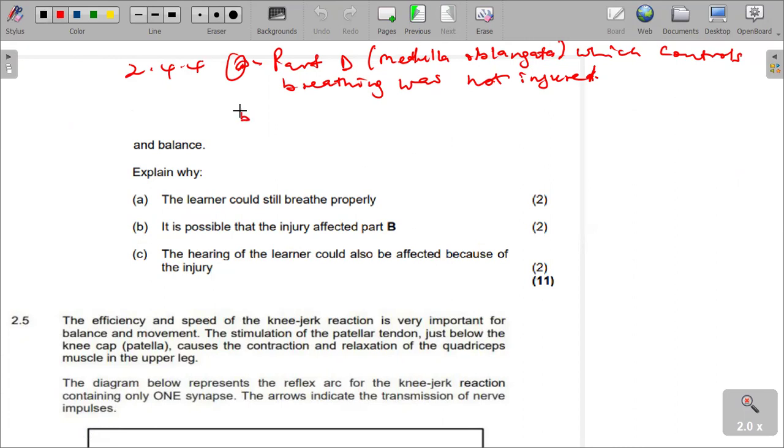2.4.4b, explain why it is possible that part B is affected, which we say is the cerebellum. So the answer is that the learner occasionally lost balance, due to the coordination of voluntary movements by part B, which is therefore showing that it is damaged. The learner occasionally lost balance.